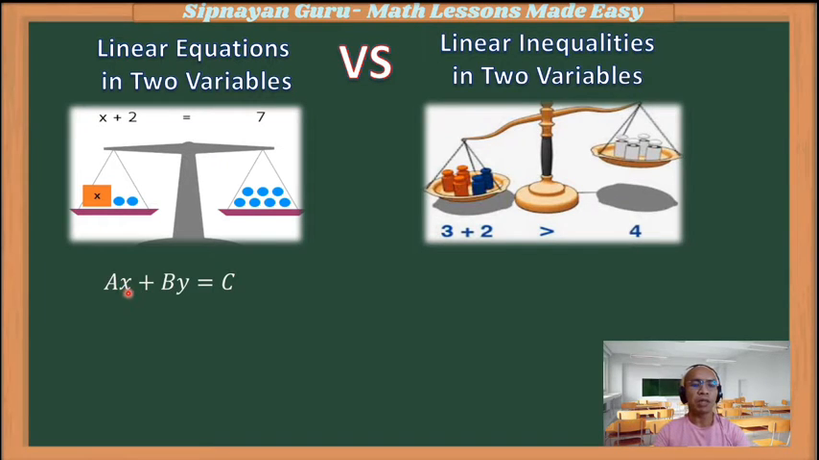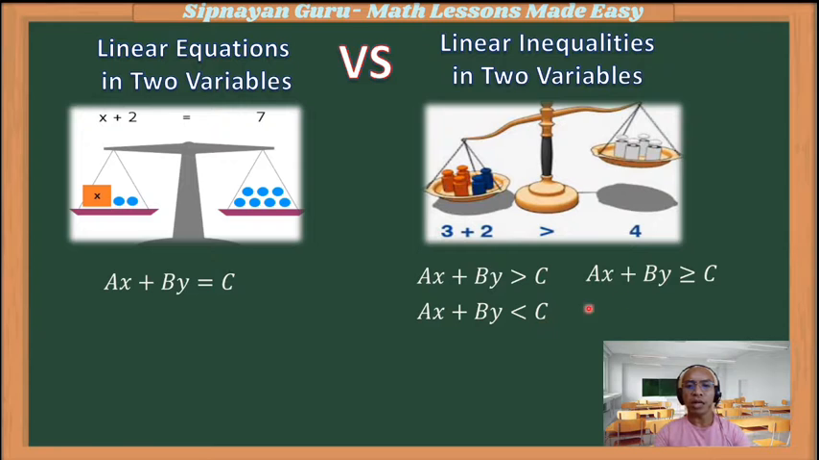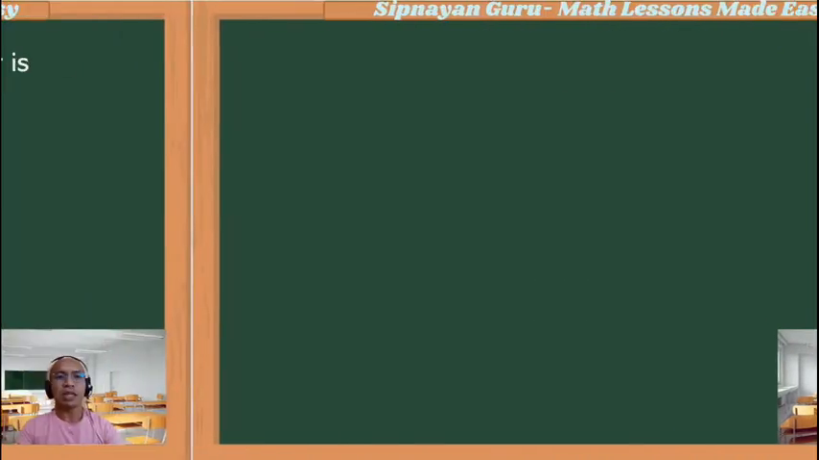This is the form of linear equations in two variables: ax plus by is equal to c, where a, b, and c are all real numbers. Linear inequalities in two variables can be illustrated in four different forms. First, ax plus by is greater than c, or ax plus by is less than c, or ax plus by is greater than or equal to c, and ax plus by is less than or equal to c. And these are our objectives.